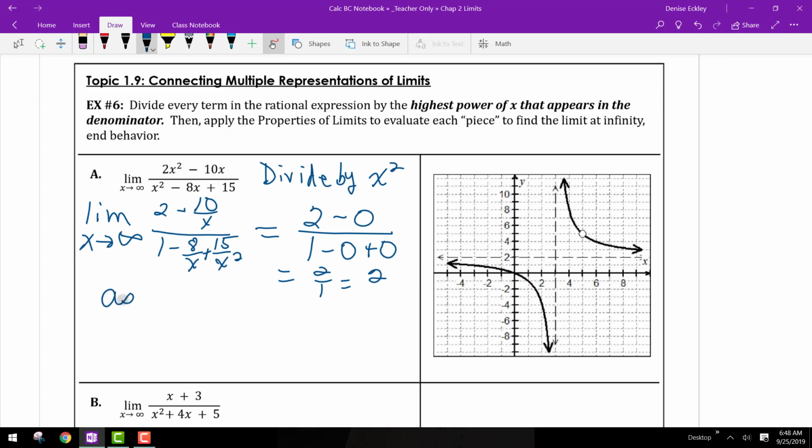So as x goes to infinity, y heads to 2. Our limit as x goes to infinity of y is 2. And we can see that in the graph. As we trace this out, it's headed towards the horizontal asymptote.